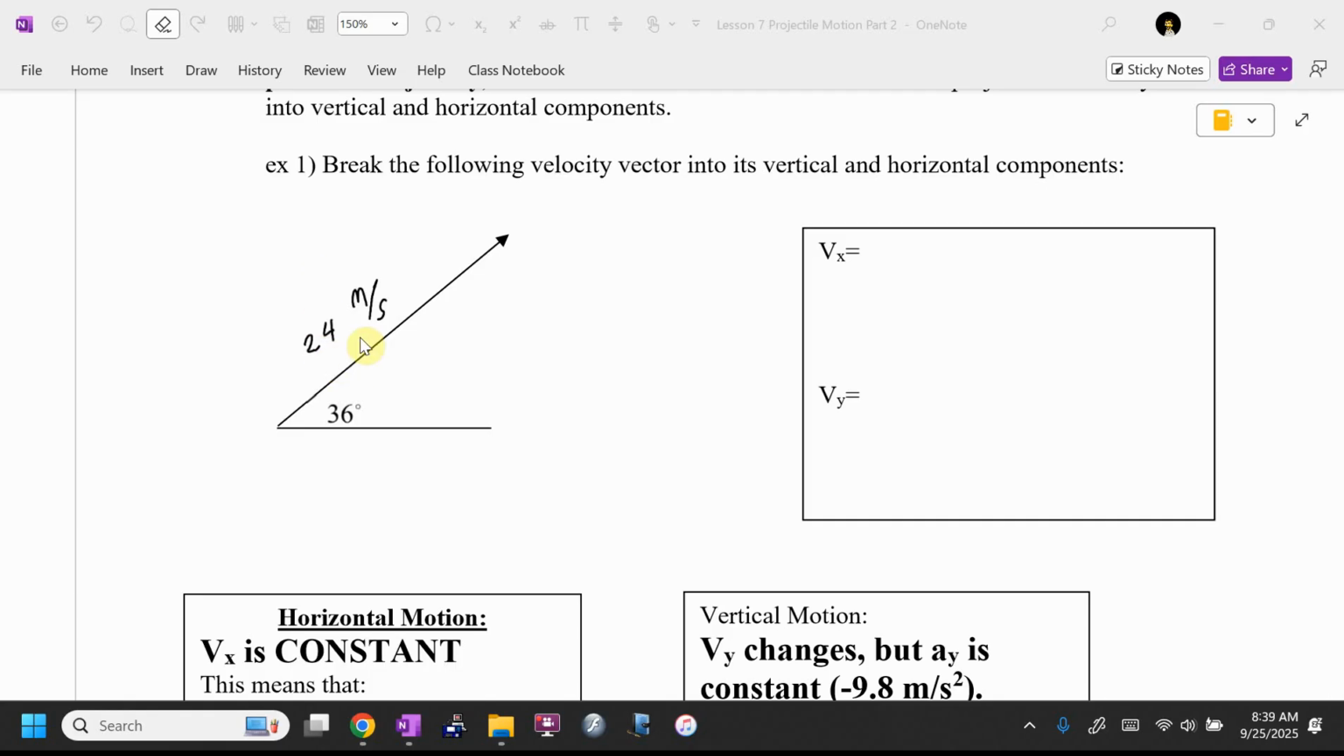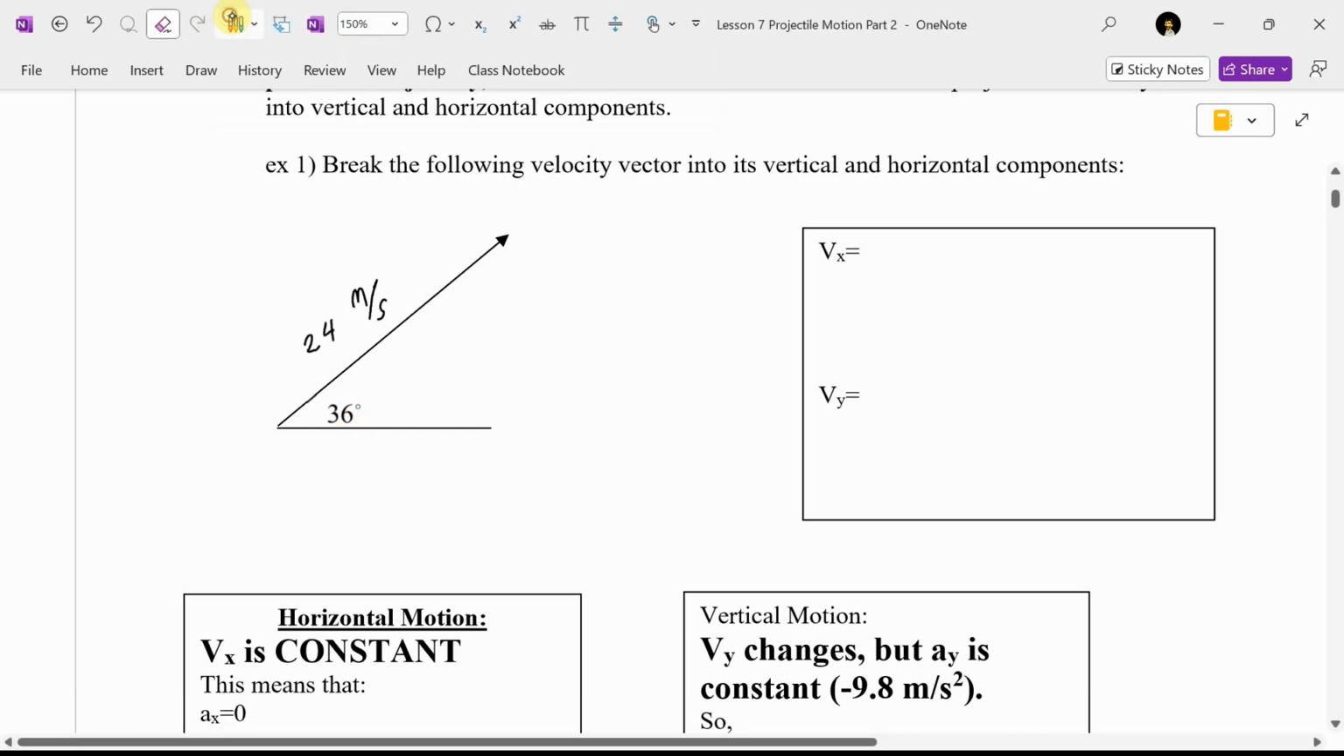Here is a projectile that's been launched at 24 meters per second at an angle of 36 degrees above the horizontal. We're going to describe our directions as above the horizontal, because we're looking at a side view, or below the horizontal if it's going down. Technically, up is not north. North is that way on a map. So anyways, it's at an angle.